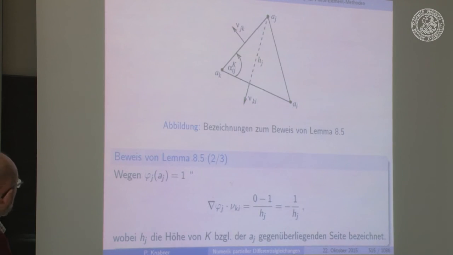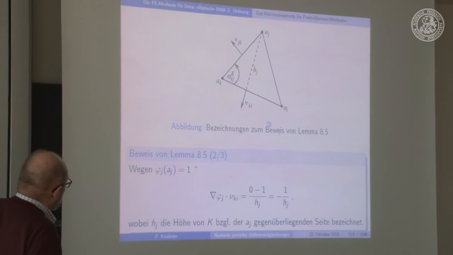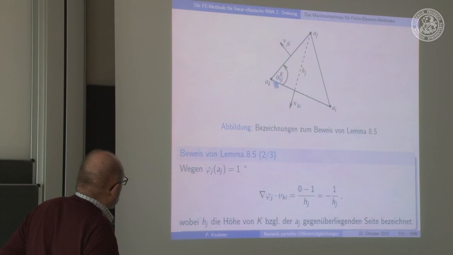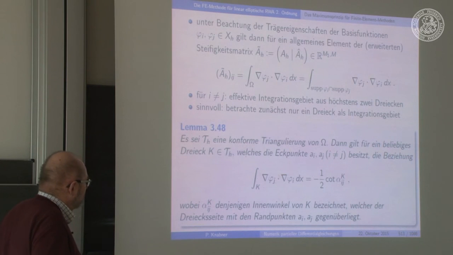We should have a picture. Oh, here's the picture again. Let's see again the geometric situation. Here we have this element, here we have AI, AJ, here we have the other node denoted by AK, and here we have this opposite angle. If we only rely on this result alone, then the requirement would be that the angle has to be at maximum pi/2. So we cannot allow for obtuse angles.